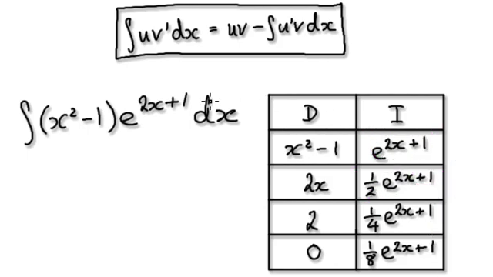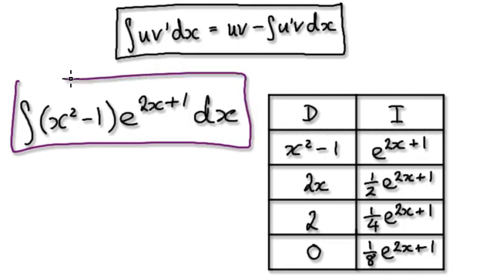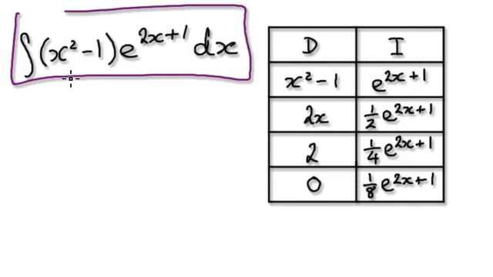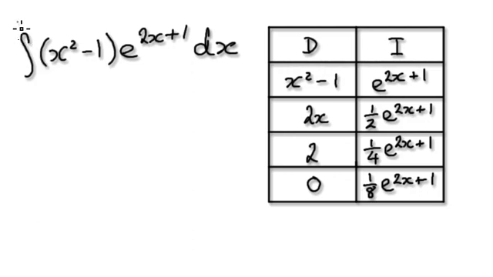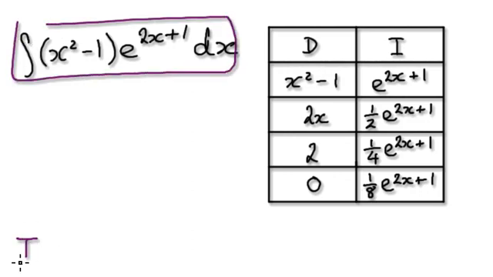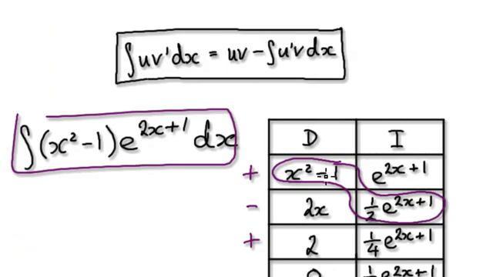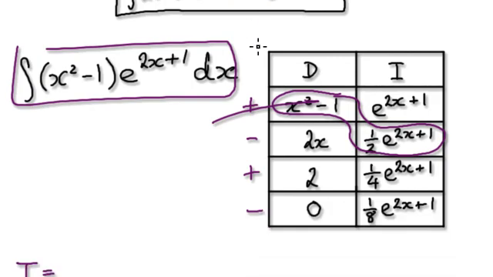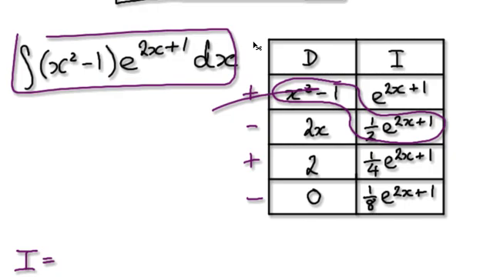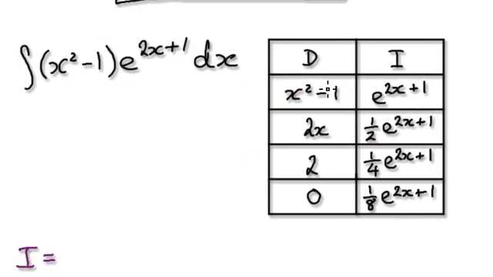So once you've got your table here, we can now evaluate this. Let's call this whole thing here capital I. So capital I will be equal to, plus minus plus minus. The first term will be this times this. If you look at this here, this thing is really this bit here. So capital I equals, the first term will be this times this.